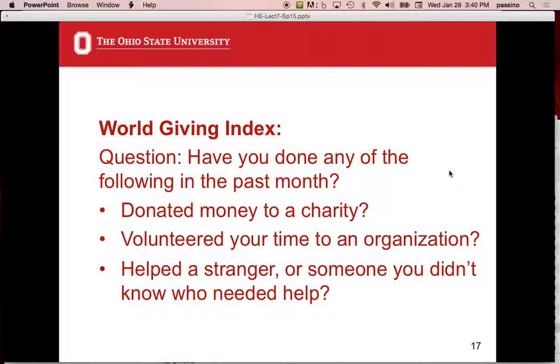World Giving Index. This is fascinating. If you get a chance, look at the report that's at the website. The question is, have you done any of the following in the past month? Donated money to a charity, volunteered your time to an organization, helped a stranger or someone you didn't know who needed help. And they compile percentages from countries all over the world. Who's number one in the world on their ranking? Take a guess.